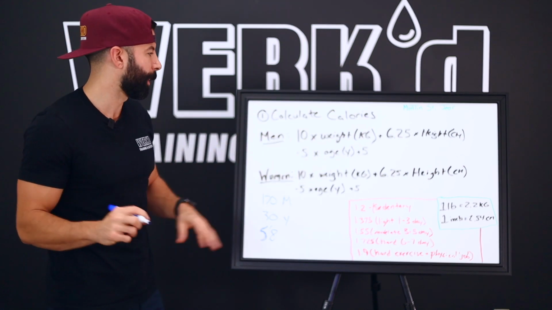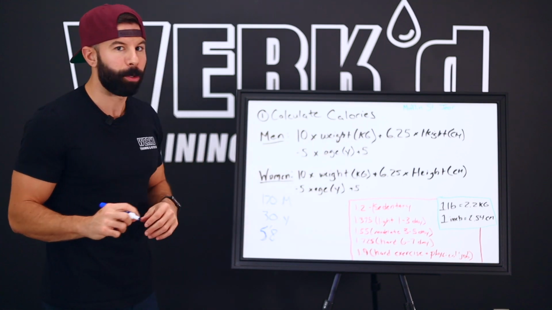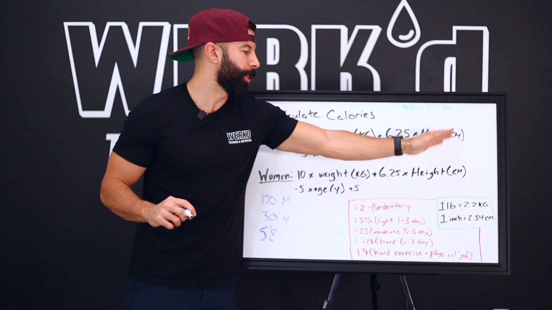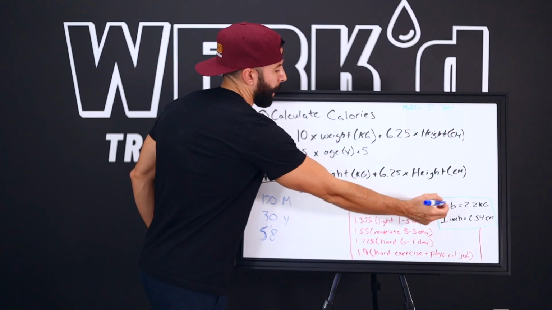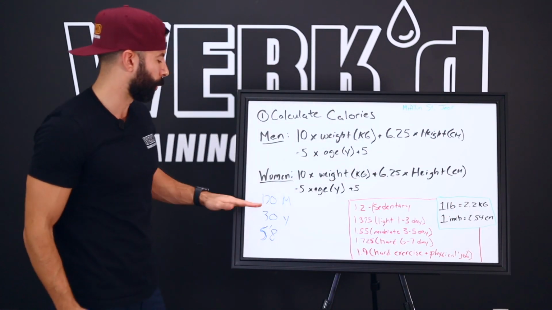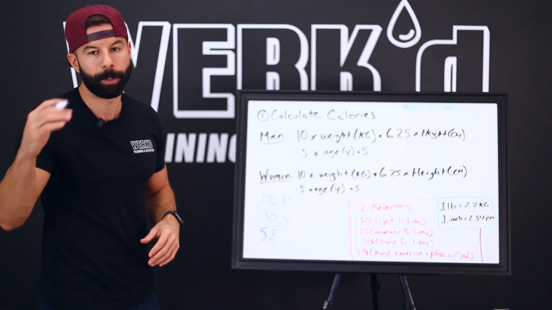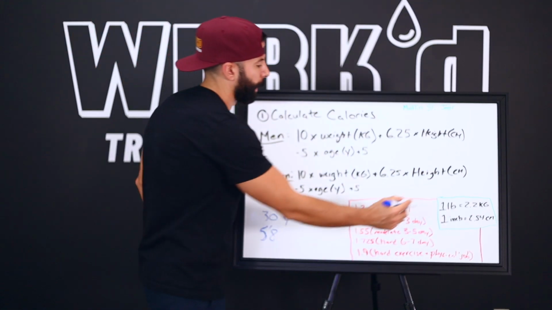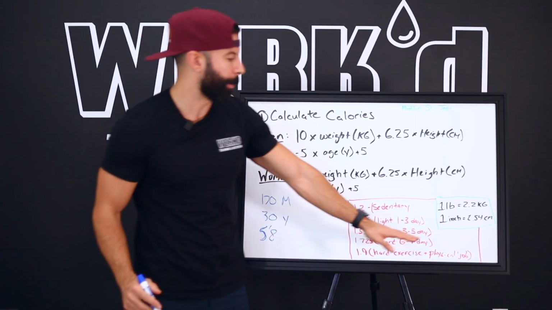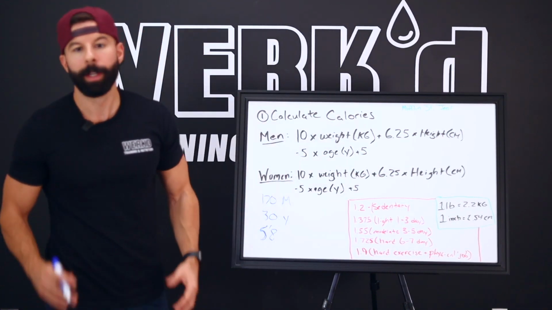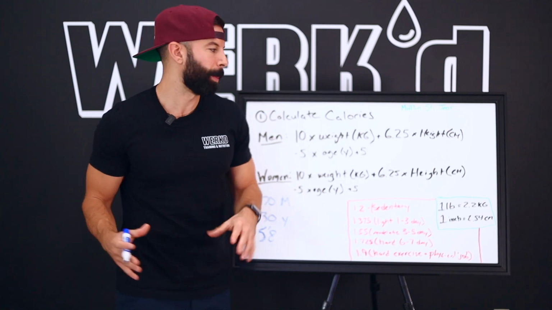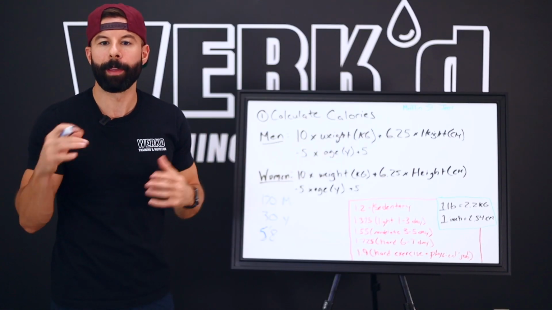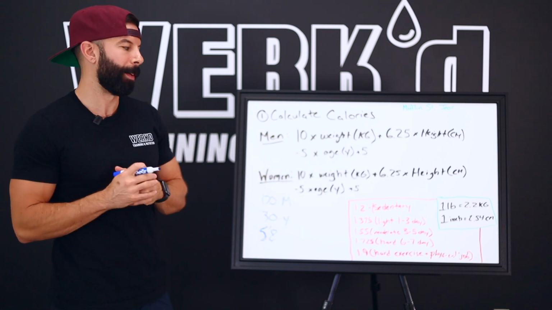A couple caveats here is that everything is in the metric system, so you always have to convert your pounds to kilograms and your inches to centimeters. Every 2.2 pounds is a kilogram, so you would take 170 pounds divided by 2.2, and that would give you your total kilograms. For inches, you multiply by 2.54, and that gives you your total height in centimeters. You need to convert that for this formula to work. But if you use the calculator below, it'll do all of that for you.